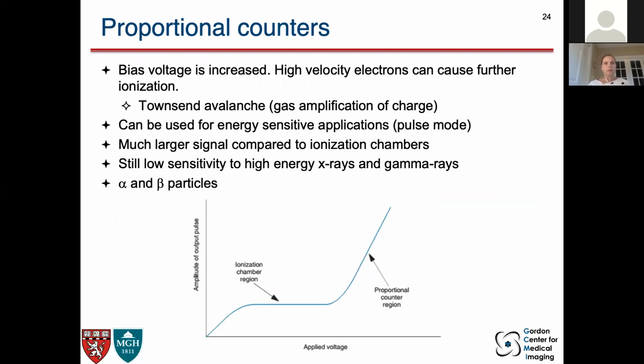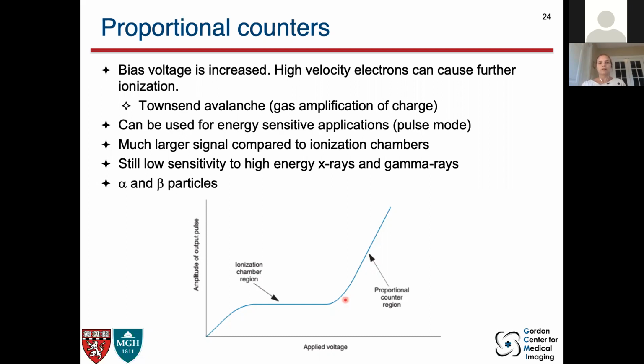Before, we were in this region for the ionization chamber, and if we continue to increase the voltage, we have the continuation of that same plot here. So we have the amplitude of the output pulse and the applied voltage. If we continue to increase the voltage further, we will enter the proportional counter region. This is above the threshold for gas multiplication, meaning that when we get above this voltage, the electrons will be accelerated with such high velocity that they cause more ionization when they collide with gas atoms on their way to the anode. This is called the Townsend avalanche, or gas amplification of charge.